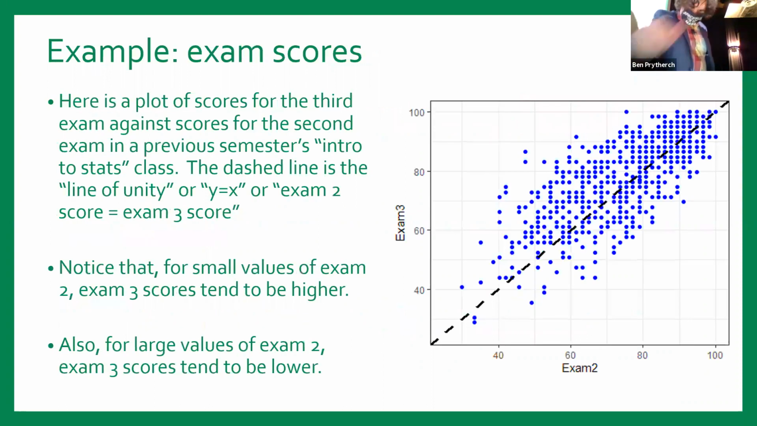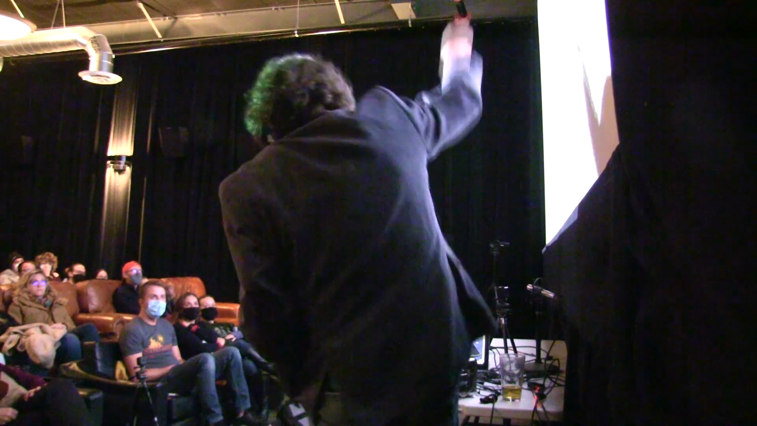Okay, these are real exam scores from an old semester in one of my classes. Exam 2 versus exam 3. I've got exam 2 on the x-axis and exam 3 on the y-axis. The dashed line here is the line of unity. So this is just y equals x, or exam 3 equals exam 2. So if a student got the exact same grade on the two exams, they would be on that dashed line right there.